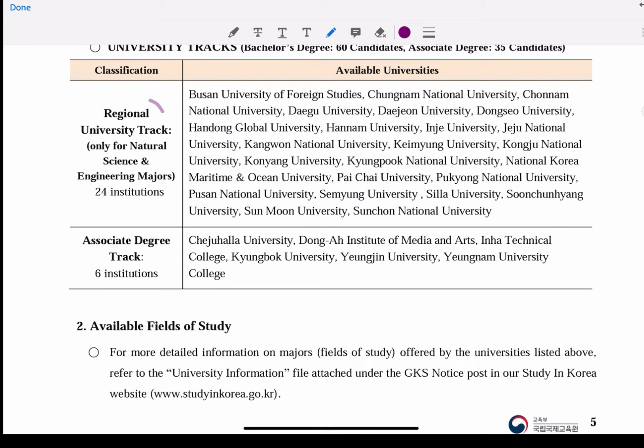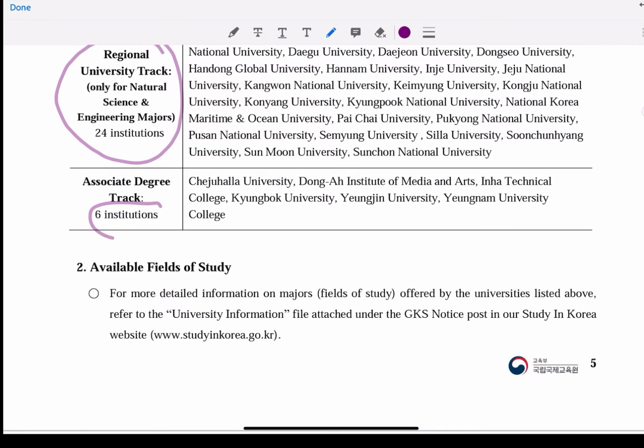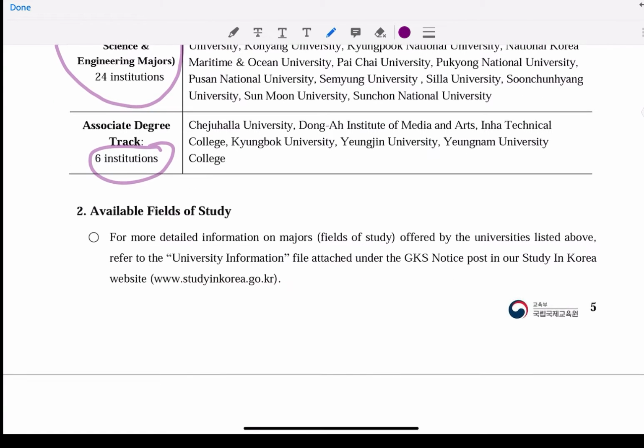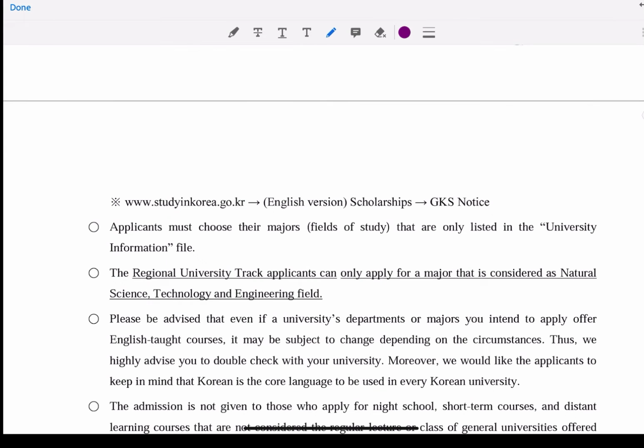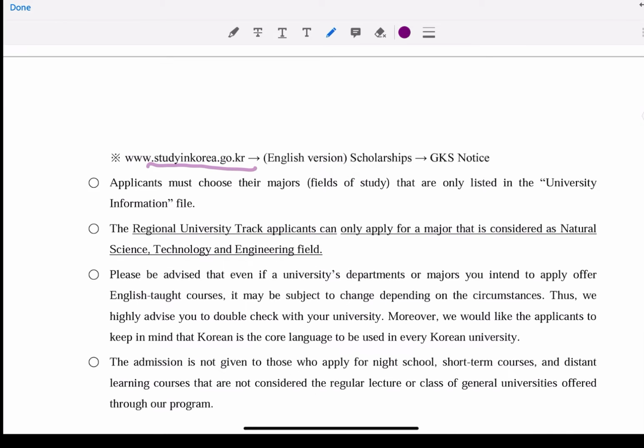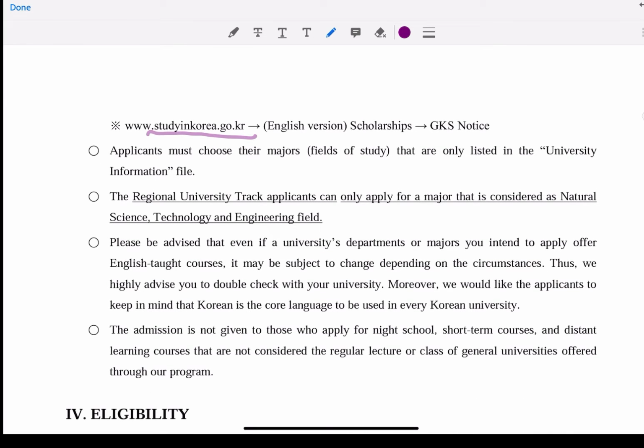These 6 universities take part in the KGSP undergraduate associate degree track, so you can check it out and then apply accordingly. For the available fields of study, there is another file, so you can go and check that on the Study in Korea website. There is also a university information file, so you can choose only those majors from those lists of fields of study to apply to KGSP.